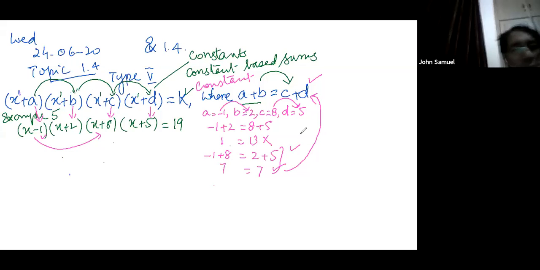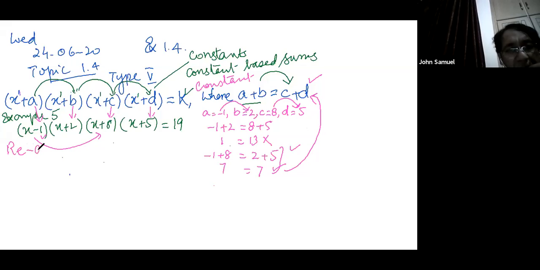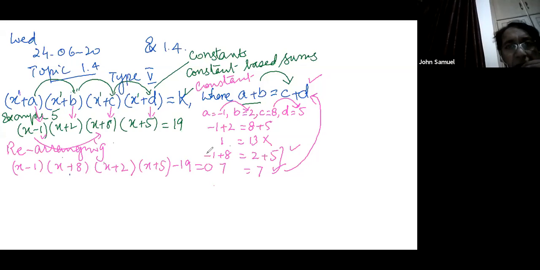So I will arrange these linear factors in this way, rearranging the factors. So x minus 1, then I will multiply this factor with this one, as you know that this is equal to this one, by adding it. And similarly, the other two factors are x plus 2 and x plus 5. And I will shift this constant to this side: minus 1, it is equal to 19, equal to 0.